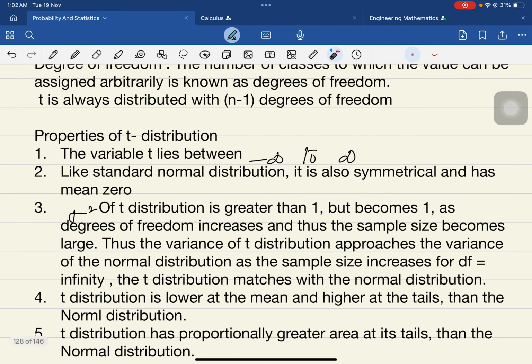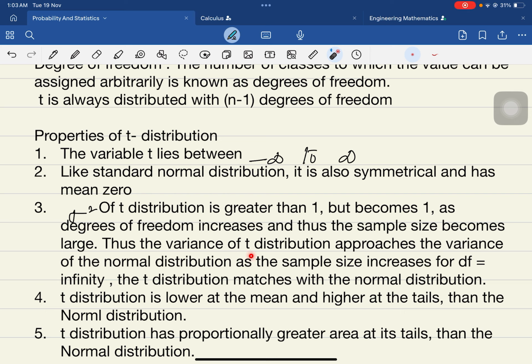Now the properties of the distribution, this is another important thing. The variable t lies between minus infinity to infinity. And like the standard normal distribution, the t distribution is also symmetrical and has mean equal to 0. And sigma square of the t distribution is greater than 1, but it becomes 1 as the degrees of freedom increase, and thus the sample size becomes large.